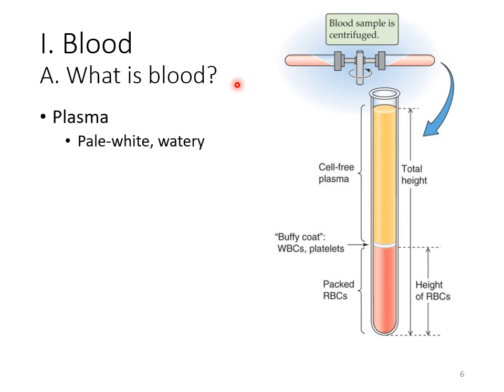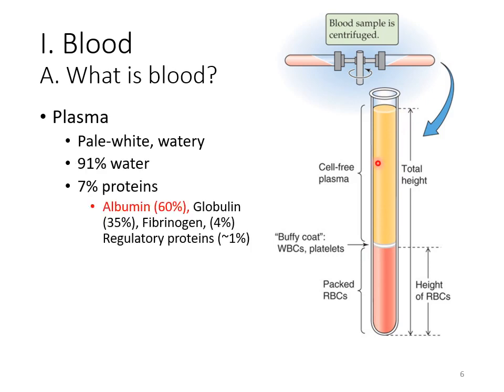So let's look at plasma. Plasma is the pale white watery fluid portion of your blood. It's 91% water, 7% proteins, and 1% other components. Among these proteins, the major one is your albumin, followed by globulin, fibrinogen, and other regulatory proteins. We will look at the functions of these proteins in the next slide. The 1% other components include electrolytes like sodium, potassium, chloride, and so on, nutrients such as glucose or amino acids, lipids, and wastes.